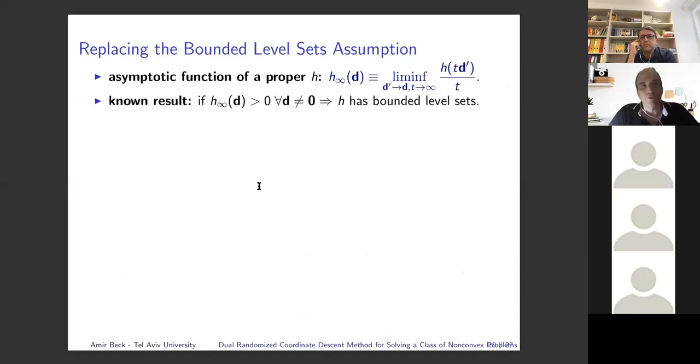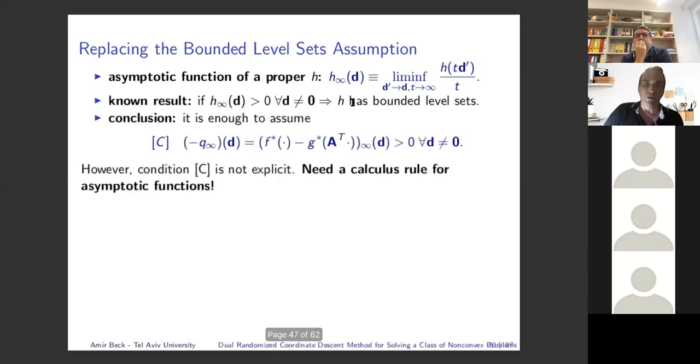So the next theoretical question was, can we replace this bounded level set assumption by another property? Here it's very natural to look at the asymptotic function. Just reminding you that the asymptotic function of a function h is this lim inf. What is important for me is the basic result that if the asymptotic function is always positive for any direction, then it has bounded level sets. So maybe we can write a different condition than bounded level sets: that the asymptotic function of minus Q, which is actually this term, is always positive.